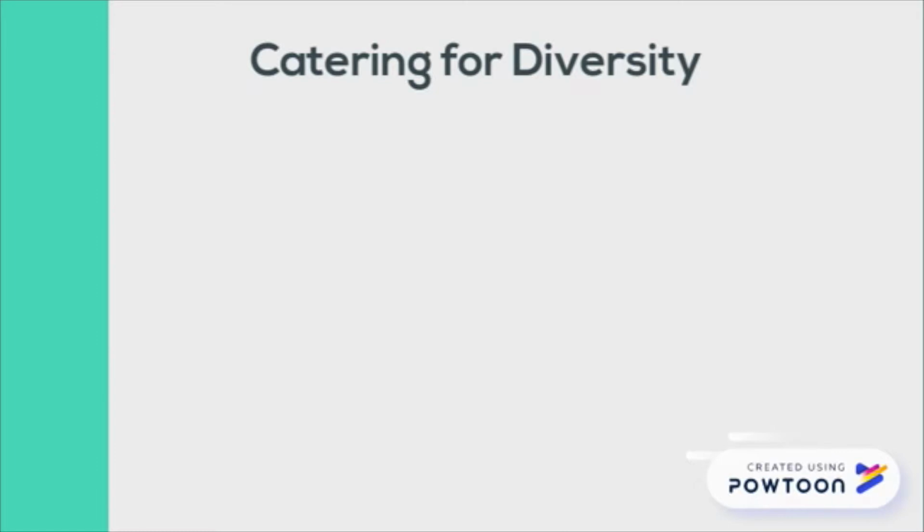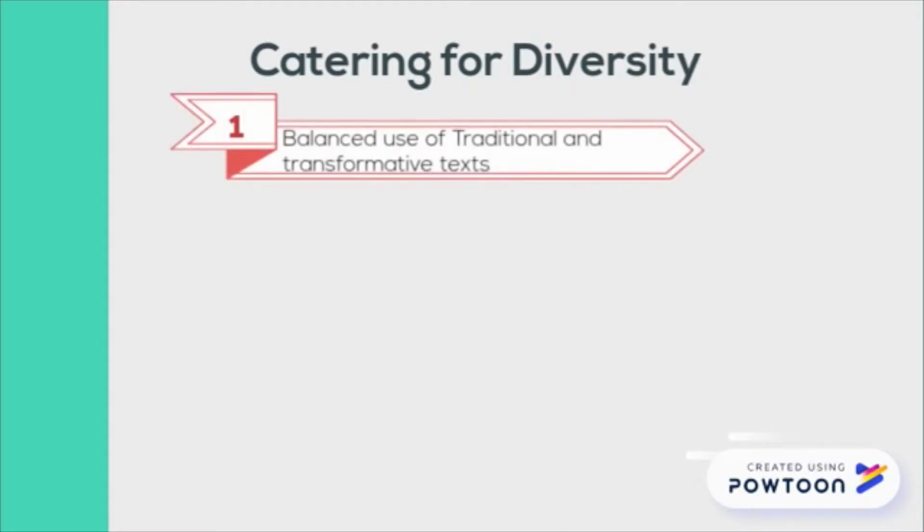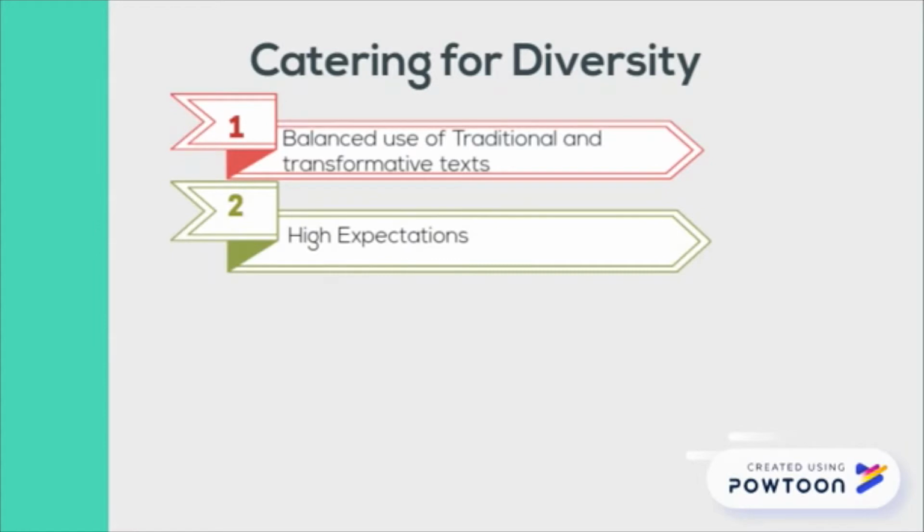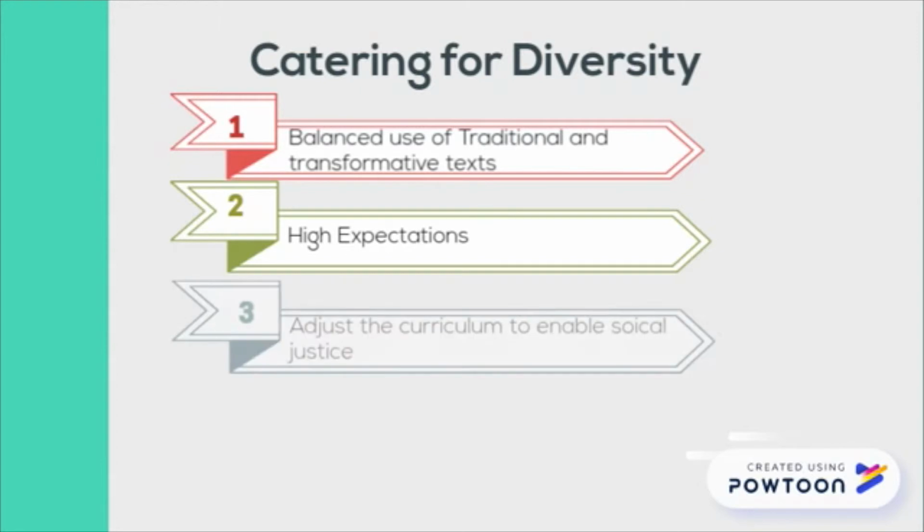Step 1 is to ensure that I use both transformative and traditional text. Gandhi stresses the importance of challenging the views of traditional texts to incorporate culture and diversity. The second step I will take is to have high expectations for everyone in my classroom. This type of relationship will allow for genuine interactions where students will feel valued for who they are as a whole. Finally, I will adjust the curriculum in my classroom activities to include everyone.